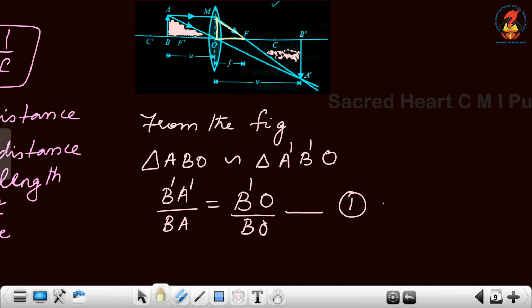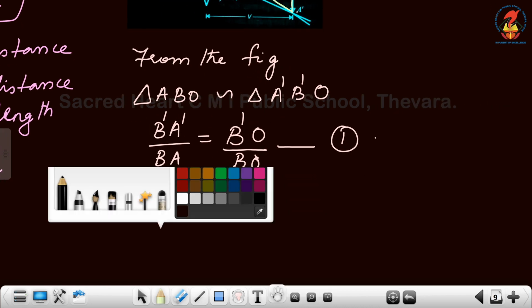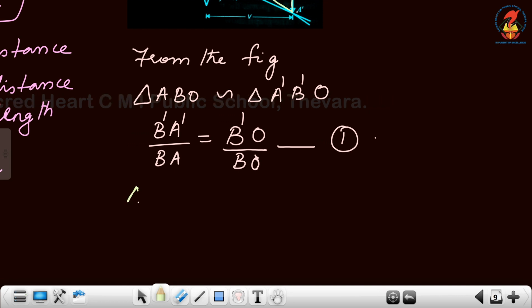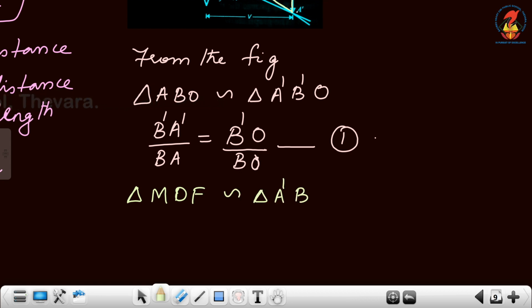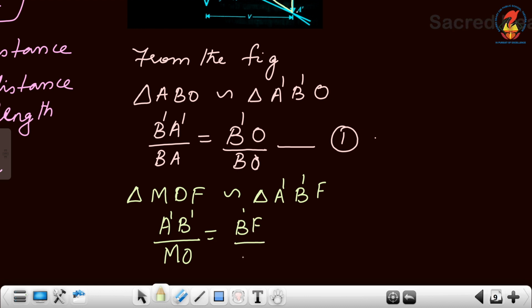Now the next set of similar triangles which we are going to take is triangle MOF and triangle A dash B dash F. So triangle MOF is similar to triangle A dash B dash F. So again formulating the equation, we get A dash B dash divided by MO is equal to B dash F divided by OF. This is equation 2.